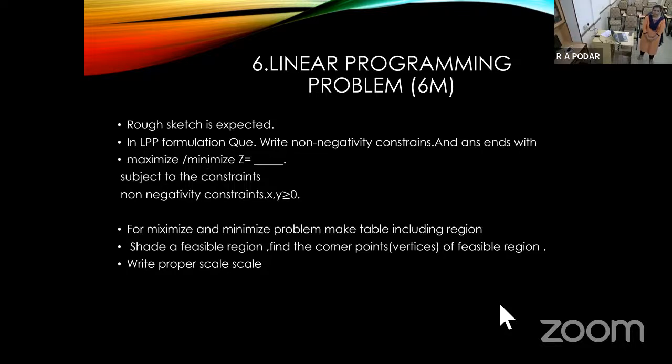Now the second type of question we have is the maximize and minimize problem. Now one mistake you people always make while solving this type of question: you find out the points, but you don't mention the region over there.